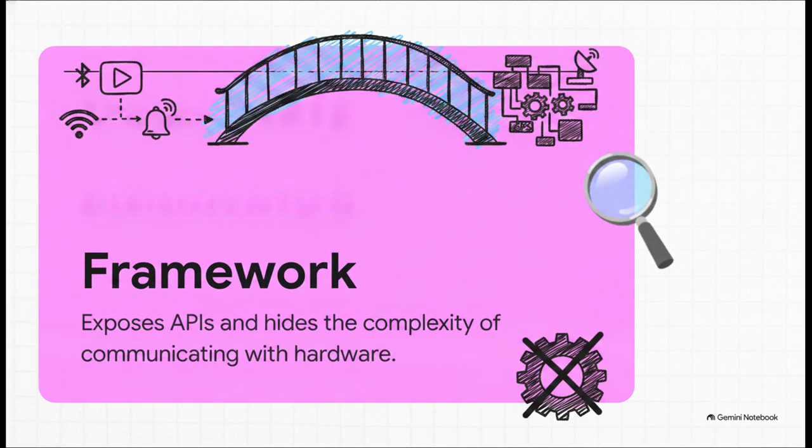And then, sitting on top, we have the framework. This acts as a vital bridge. It exposes these nice, clean, high-level APIs to developers. Things like turn on Bluetooth or show a notification. By doing this, the framework beautifully hides the staggering complexity of talking directly to underlying system services and raw hardware. Basically, it keeps us from reinventing the wheel every single time we want to access the phone's GPS.